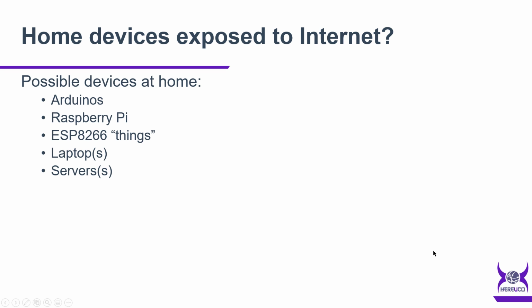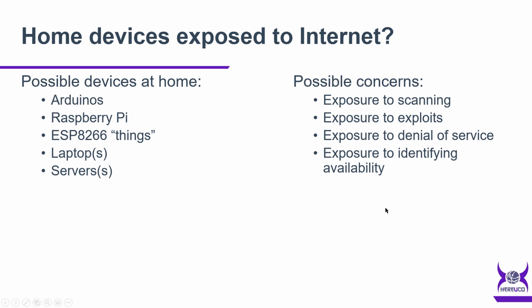Here are some devices some folks have exposed to the internet: Arduino devices, Raspberry Pis, those weekend geek projects using ESP8266 devices that have been connected to Wi-Fi, and of course laptops and servers of every stripe. With all these types of devices potentially connected to the open internet, this may expose devices to random port scanning, random exploit attempts, exposure to denial of service attacks, and identification of availability.